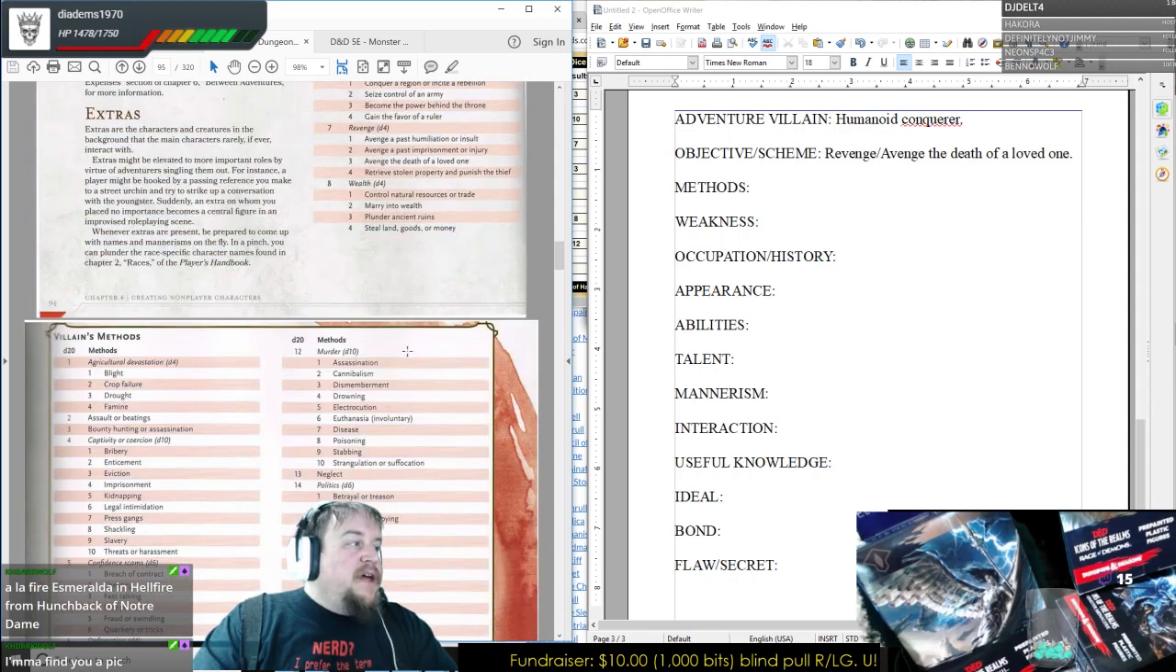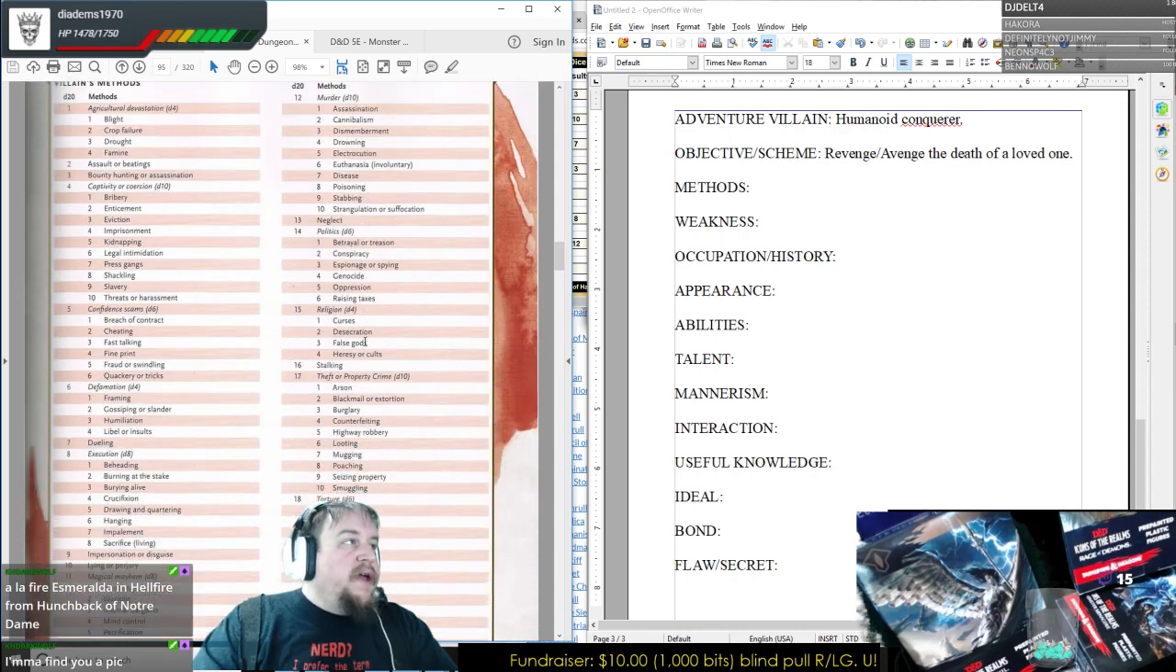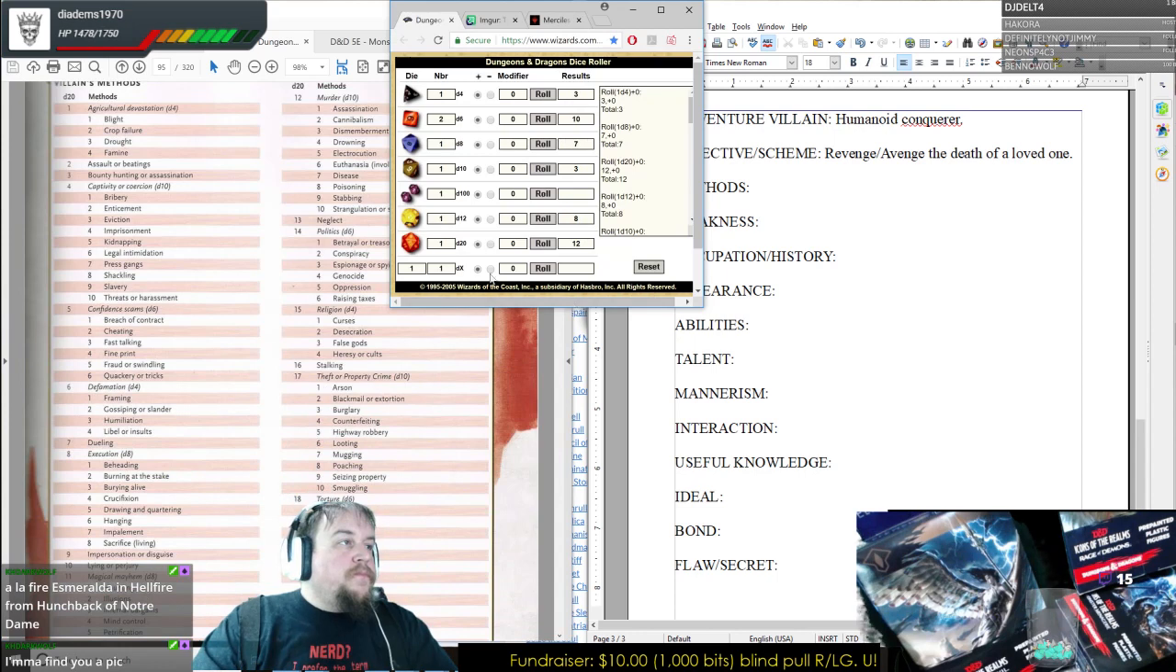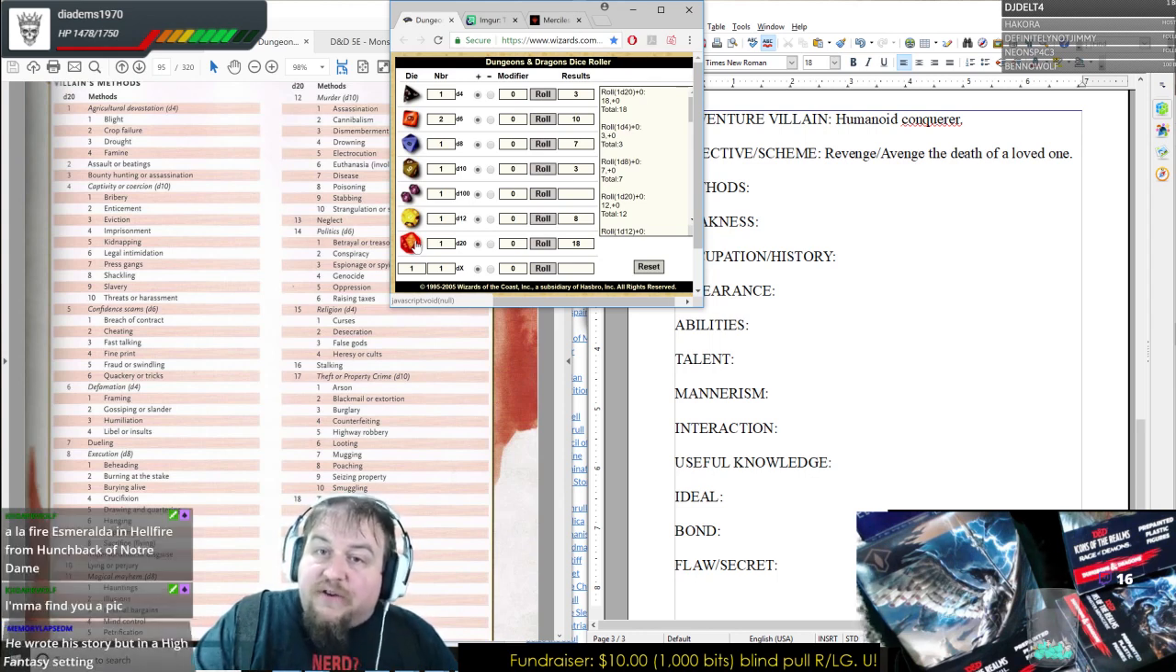Alright, what is his methodology? Let's roll a d20 and find out. 18. Torture. Oh, almost like making a death trap. This is why we trust ourselves to the dice, everyone.